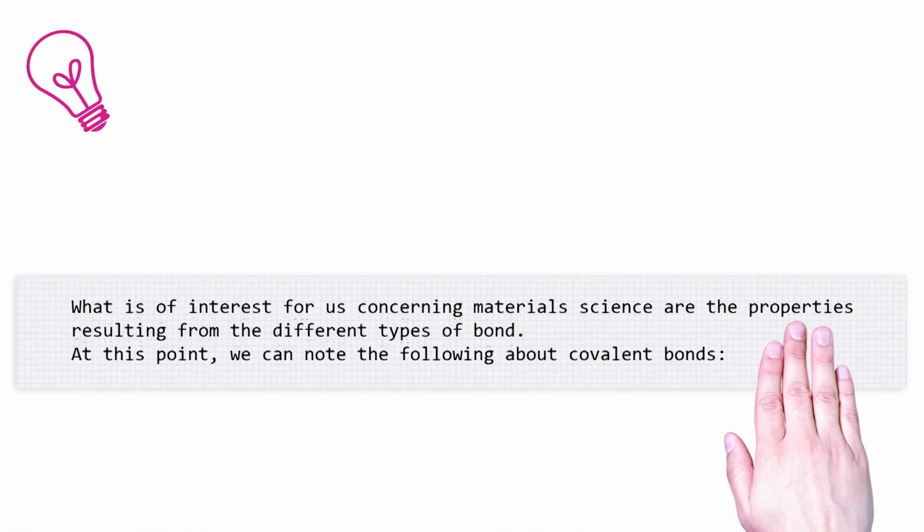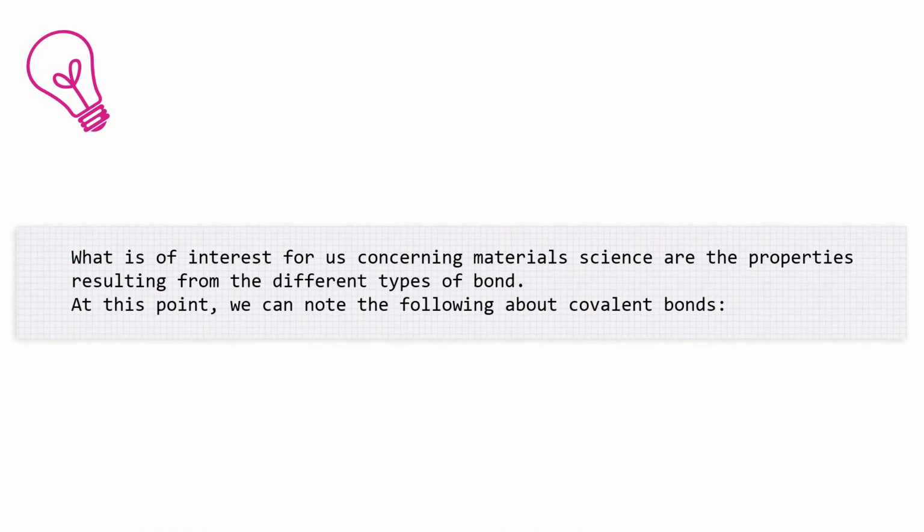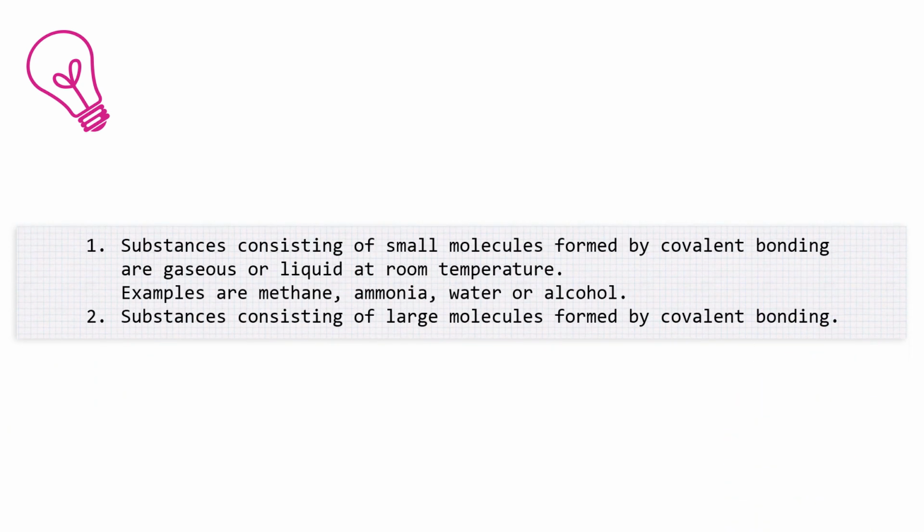What is of interest for us concerning material science are the properties resulting from the different types of bond. At this point, we can note the following about covalent bonds. Substances consisting of small molecules formed by covalent bonding are gaseous or liquid at room temperature. Examples are methane, ammonia, water, or alcohol. Substances consisting of large molecules formed by covalent bonding, for example polymers, are solid at room temperature.